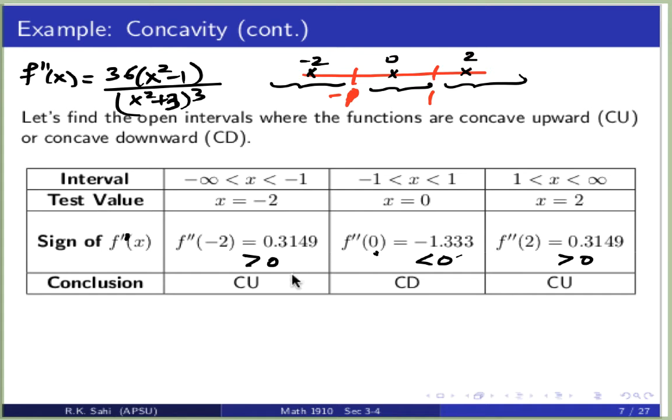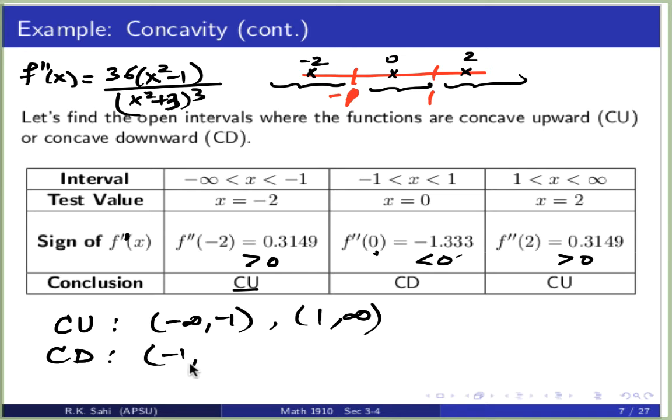So clearly where it is positive, it is concave up. And where it is concave down, the second derivative at 0 has a negative value and the second derivative at 2 has a positive value. So how do we write the intervals? Concave up is negative infinity to negative 1 and 1 to infinity, and concave down is minus 1 to 1. Just write it in interval notation.